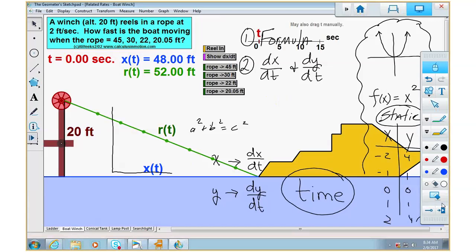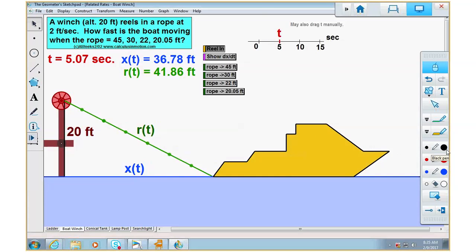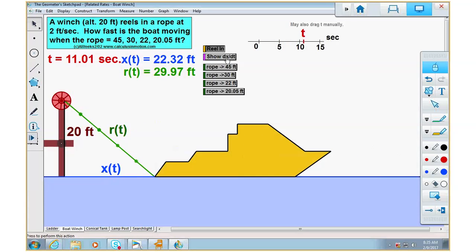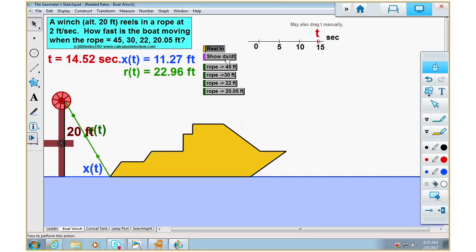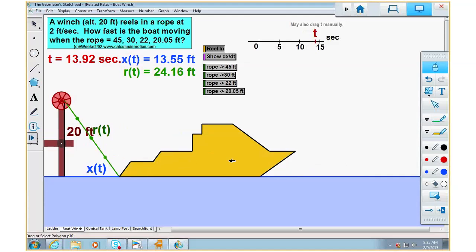All right, so here is a boat winch. Now, all of these problems are what you're going to see in your homework and the test. So again, you've got to look at the formula, and you see, reel it in. There it is. In this case, it's dx/dt that we're finding because the boat is moving in the x direction.